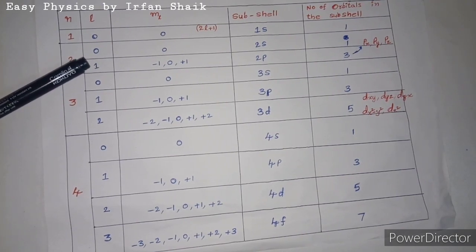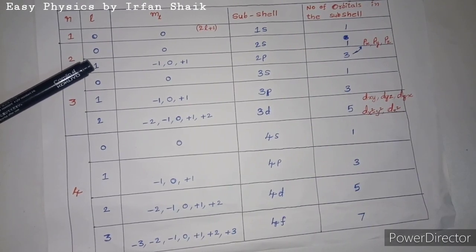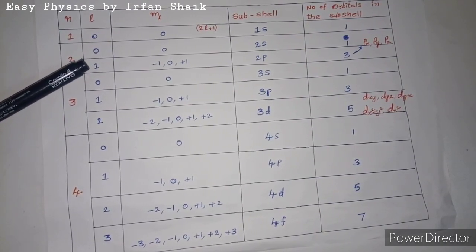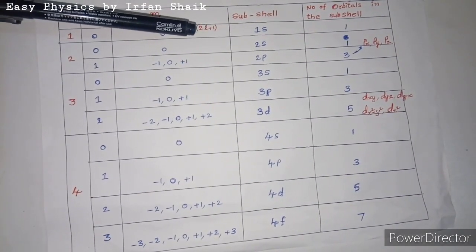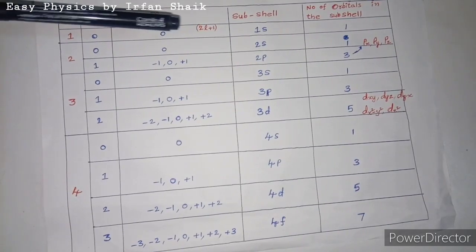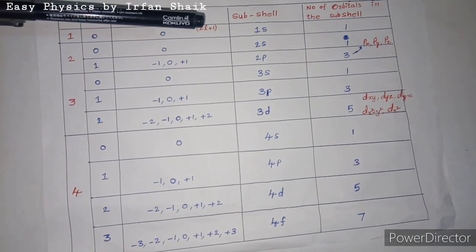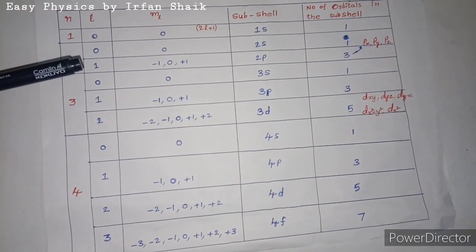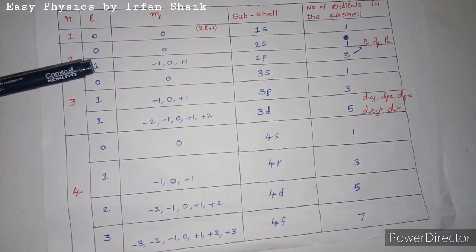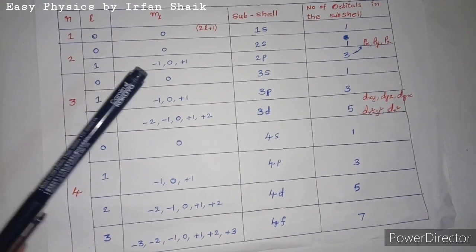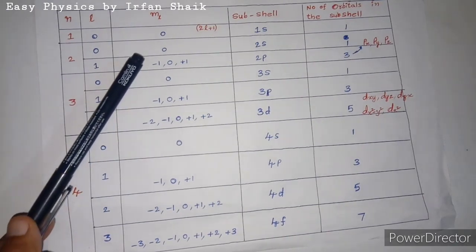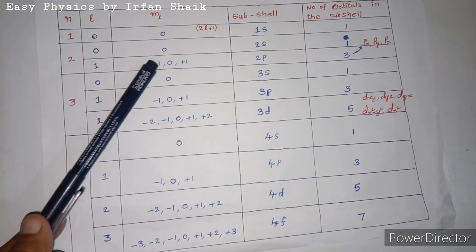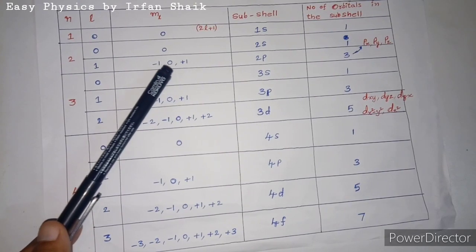The second value of l is 1. When l is equal to 1, substitute this 1 in the 2l plus 1 formula. If we substitute 1, we get 3. That means when l is equal to 1, we get 3 values. These 3 values are minus 1, 0 and plus 1.